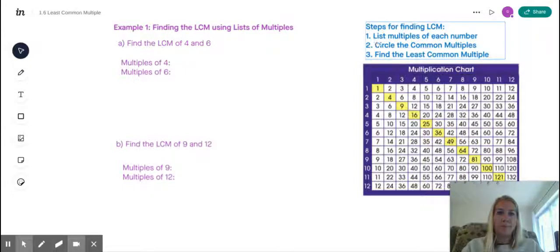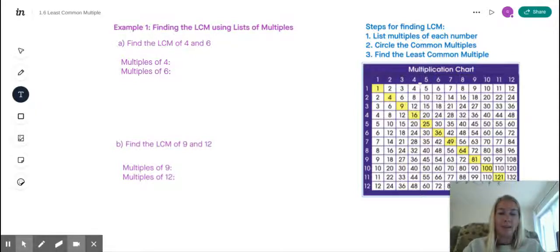Step 1 says make a list of multiples of each number. So first let's list the multiples of 4. Over here I have my multiplication chart, because to find the multiples of 4, we can just go down this row, and these are all the multiples of 4. Remember, the multiple of one number is that number repeated over and over again. So 1 times 4 is 4, so that's our first multiple. 4 times 2 is 8.